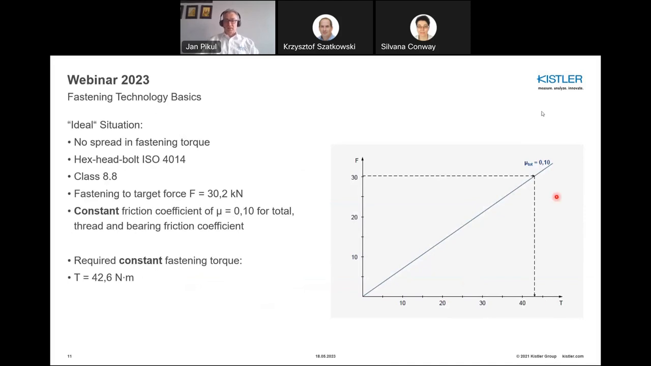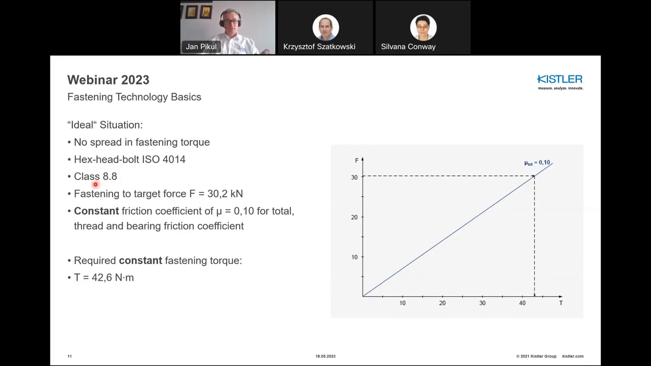Here we have some example of the relation between force and torque. As I said, this relation is easy to measure, and there is one assumption, when the total friction coefficient is 0.10. Of course, in real life, it doesn't look that ideal. We very rarely have a constant friction, but just let's start with this.